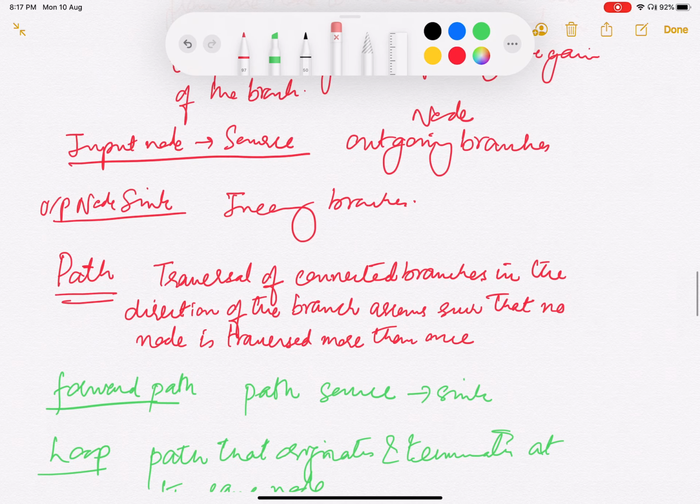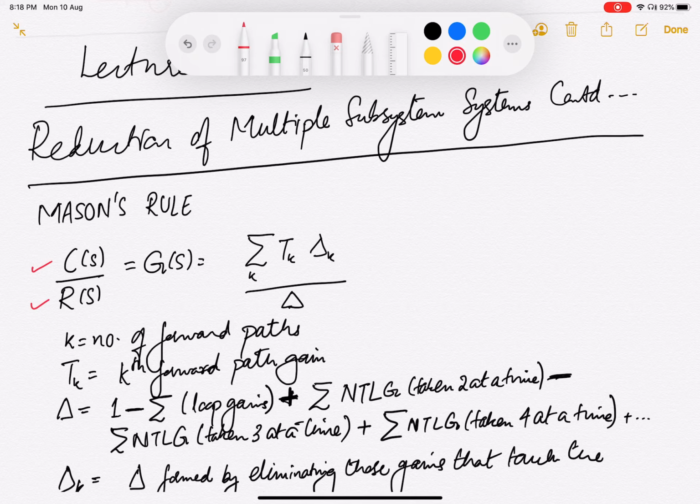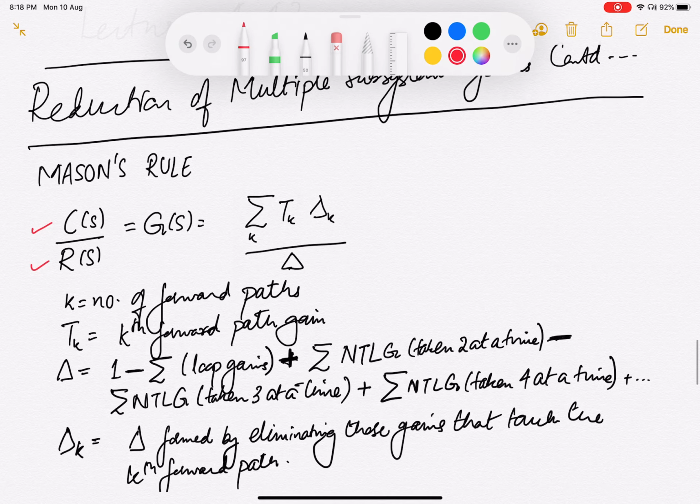So today we are going to see how to write down the transfer function from the signal flow graph using Mason's rule. So the rule is given here. The rule is that your overall transfer function, where C(s) is your output and R(s) is your input, is given by summation over k, Tk delta k divided by delta. So k is the number of forward paths. So if you have one forward path, this formula will reduce to T1 delta 1 by delta. If you have two, this formula will reduce to T2 delta 2 plus T1 delta 1 over delta, so on and so forth.